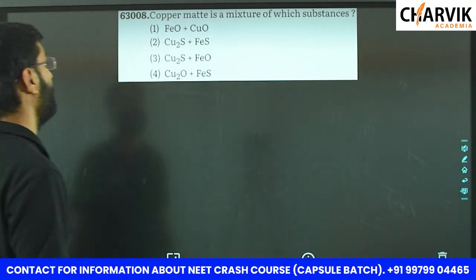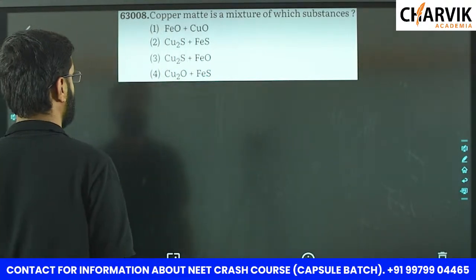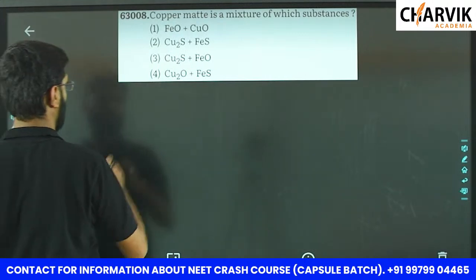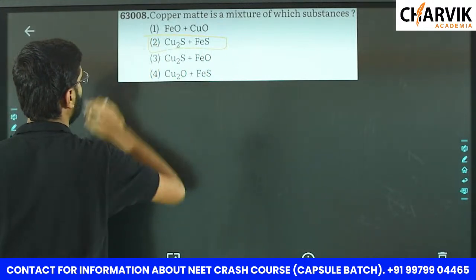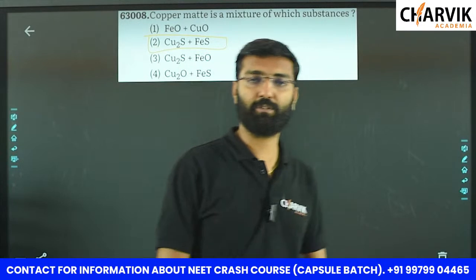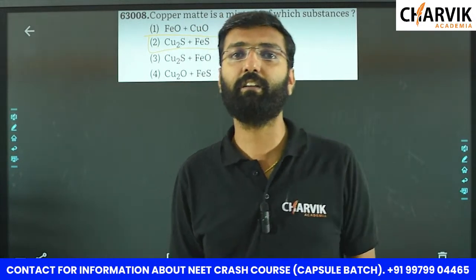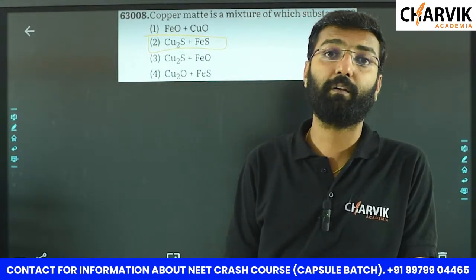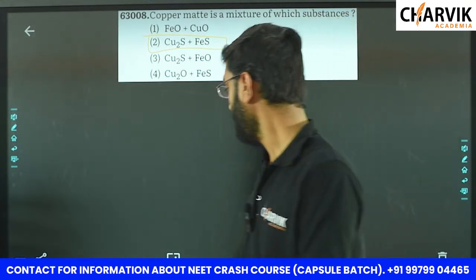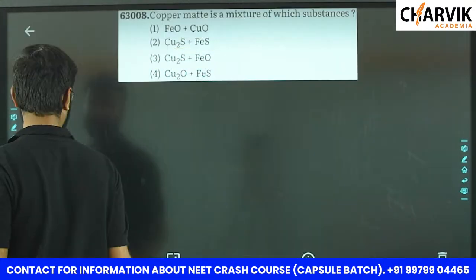Copper matte is a mixture of which substances? Simple question, yaar. From metallurgy, the mixture of Cu2S and FeS is known as copper matte. Then, okay, move to next.